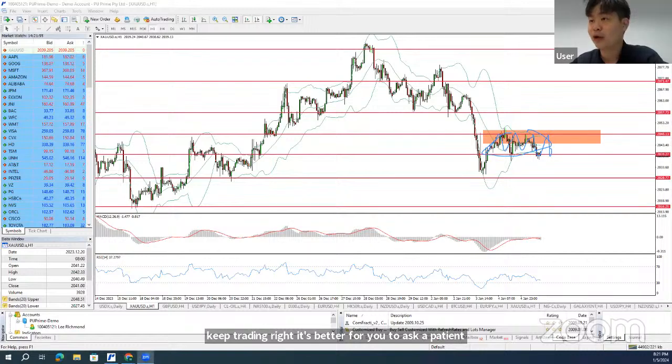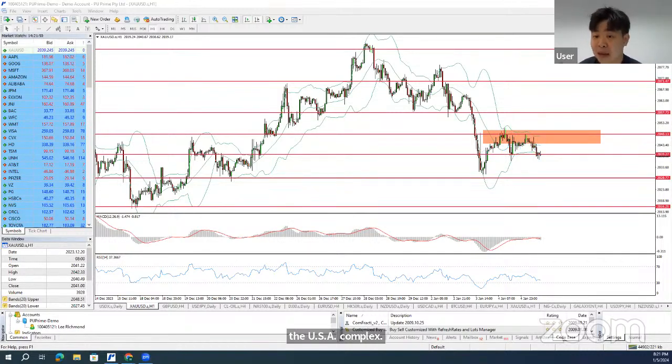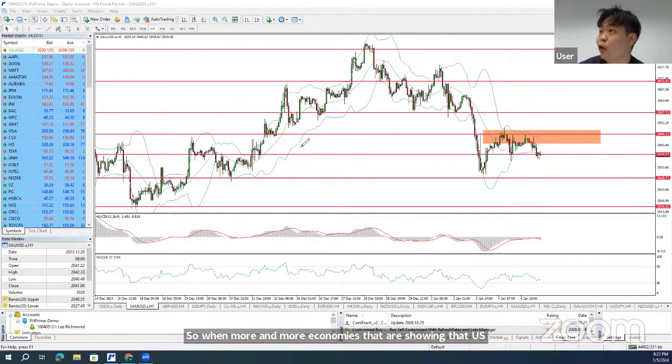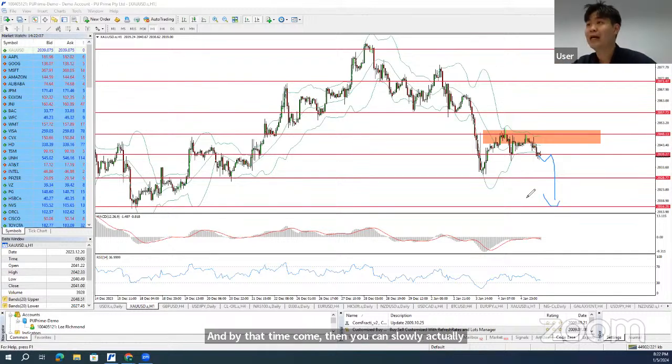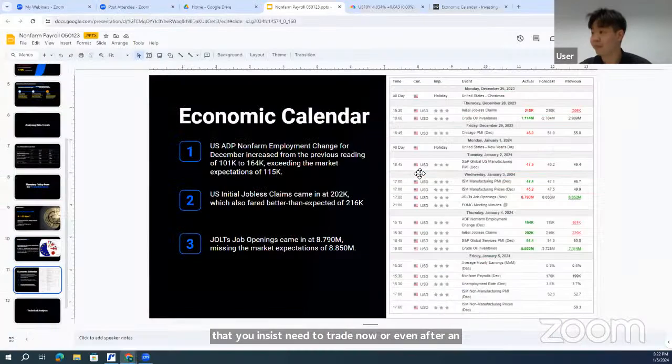When more and more economic data show that the US economy is getting better and better in future, then gold should be dropping more. When that time comes, you can slowly consider short positions on gold. It doesn't mean that you must trade now or even after the NFP. Sometimes patience is also the key for you to succeed in your trading journey.